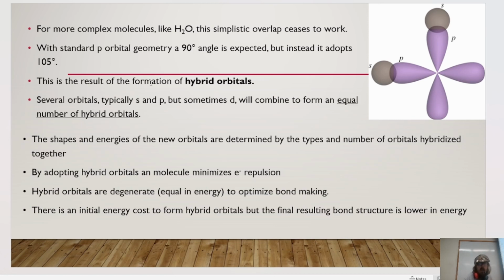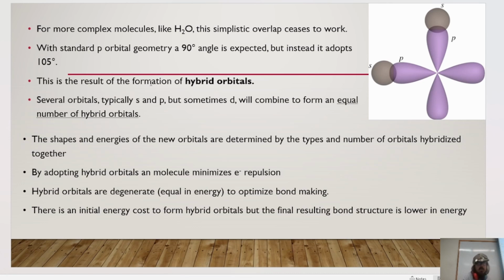So we're going to combine an s orbital with a p orbital, sometimes many different p orbitals. Occasionally we'll mix s and p and d orbitals together to make new hybrid orbitals. If I take one s and one p together, I make two new orbitals from those two I used. If I take one s and two of the p's, I'm going to make three new orbitals because I used three. So I'm going to make an equal number of new hybrid orbitals depending on how many orbitals I have to use.